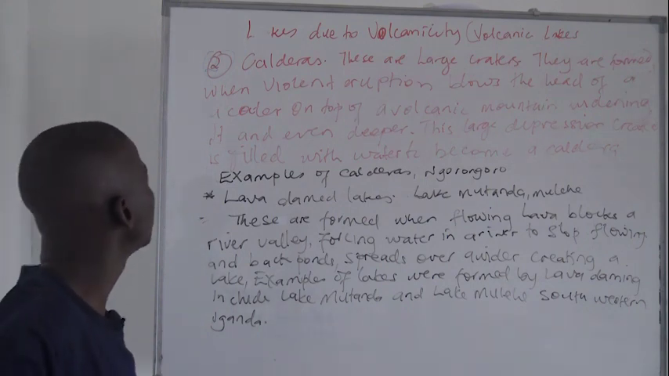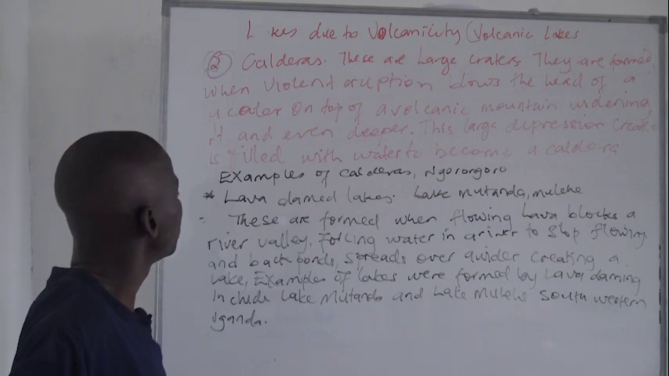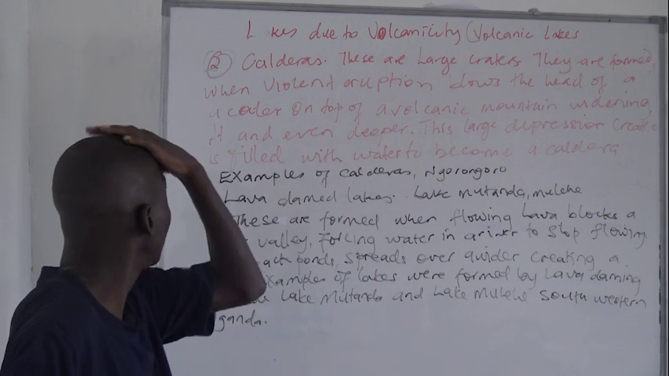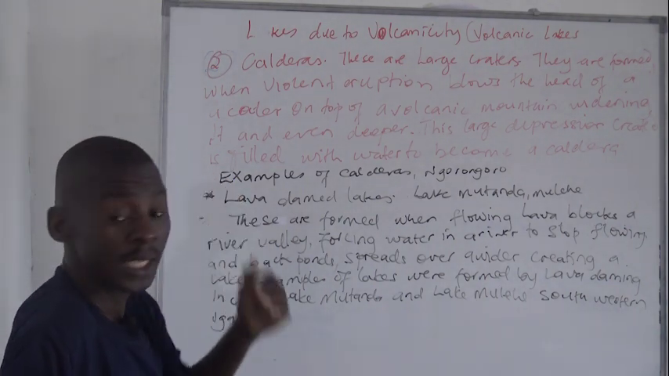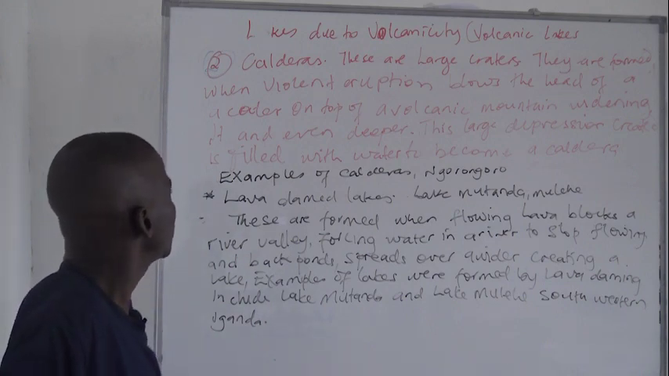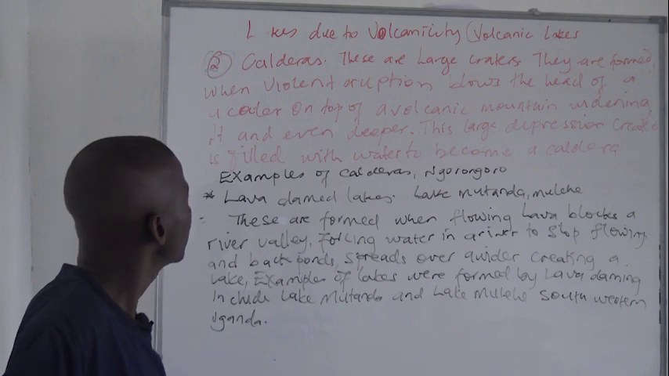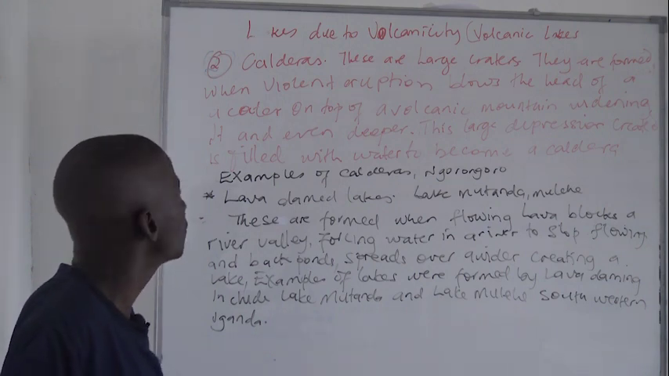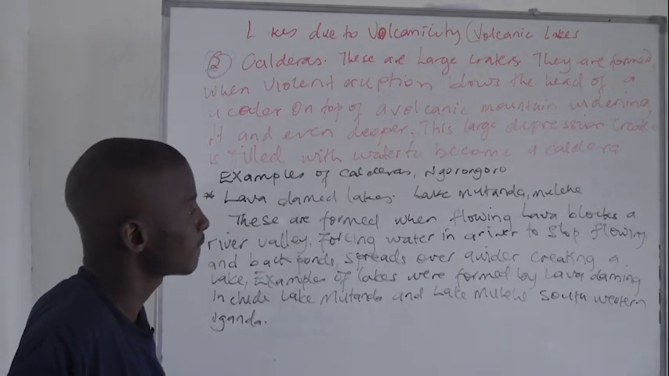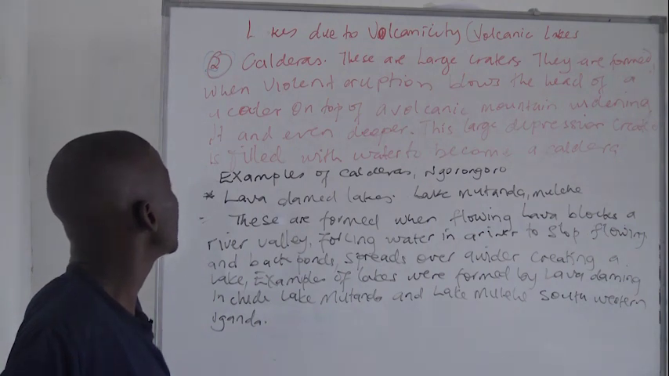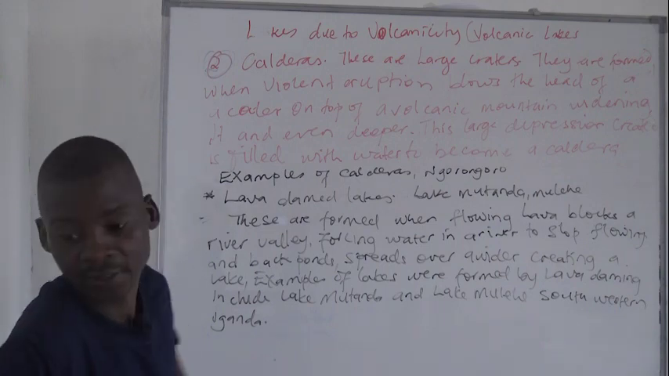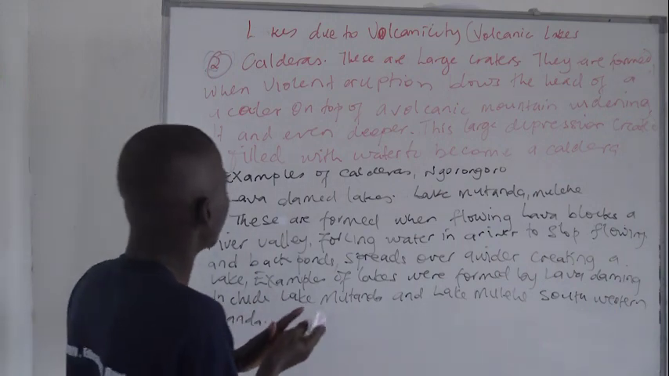So those are the three types of lakes due to volcanicity. The first one was a crater lake, the second is a caldera, now the third is a lava dammed lake. So far those are three types of lakes we have seen. The first one was lakes due to volcanicity. Then the second one was fault lakes, and the third is a downward lake.